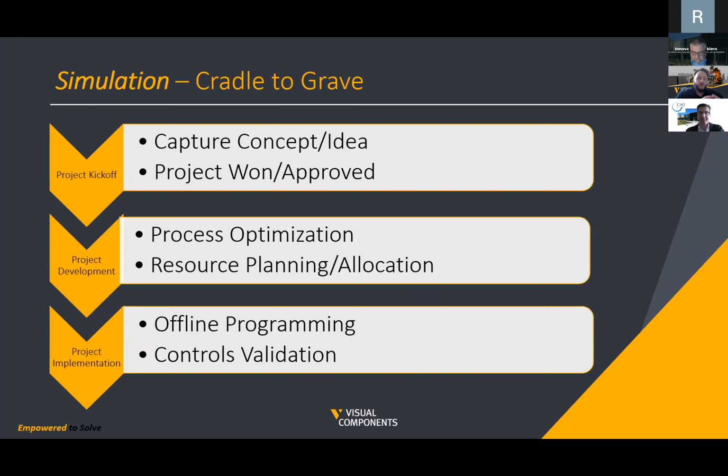But more importantly, it gives you an understanding of exactly what's going on in your world, from capturing concepts and ideas very early on, to hand off to process optimization with the engineering team, and doing resource allocation planning. And then for the implementation of the offline program and controls validation, simulation can be used at every single step along the way. You're not limited, and you're not left relying on what that next step is going to be, because with simulation, you can take it all the way through that process.